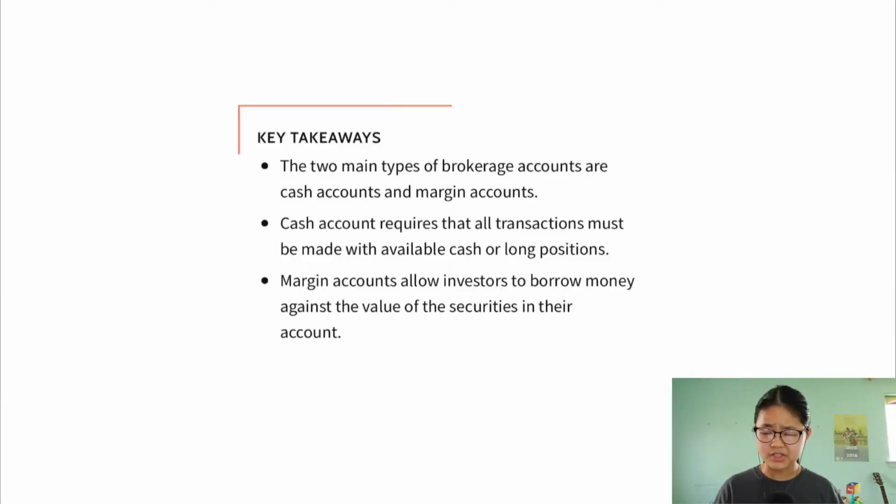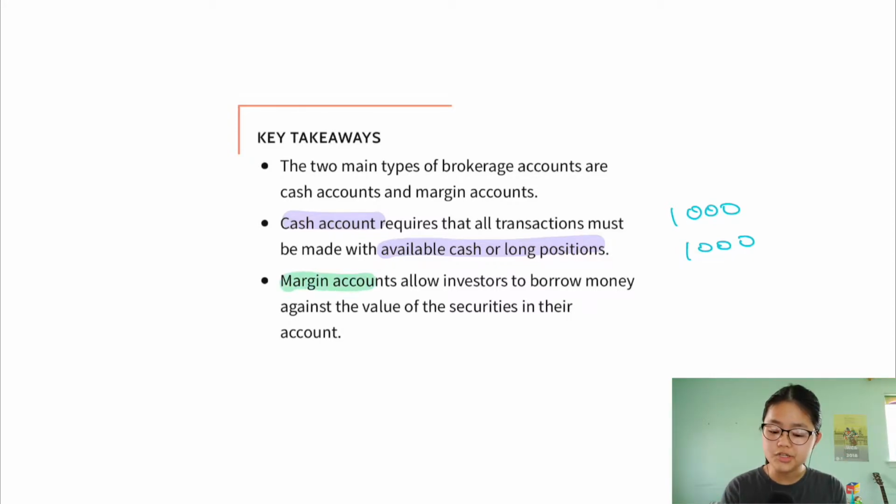So if you're only going to watch a little bit of this video, this is a brief overview of the differences between the two. A cash account requires that all transactions must be made with available cash or long positions. This means that you can only buy with the amount of money that is in your account. With a small example, if you have a $1,000 cash account, you can buy up to $1,000 of stocks, bonds, ETFs, or whatever else you're allowed to buy in the account, but no more.